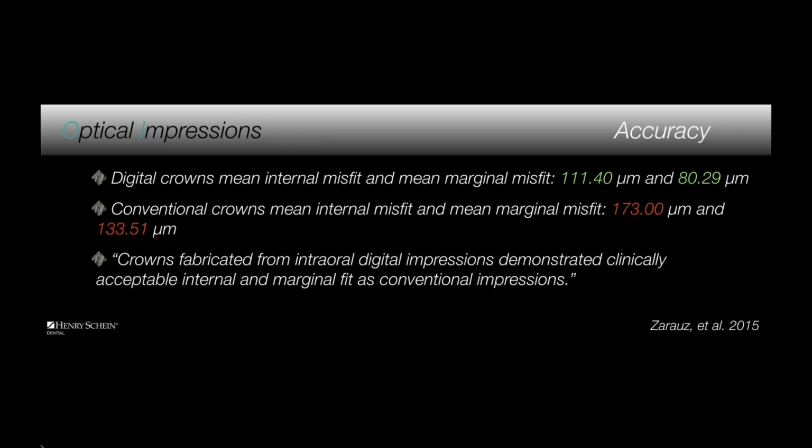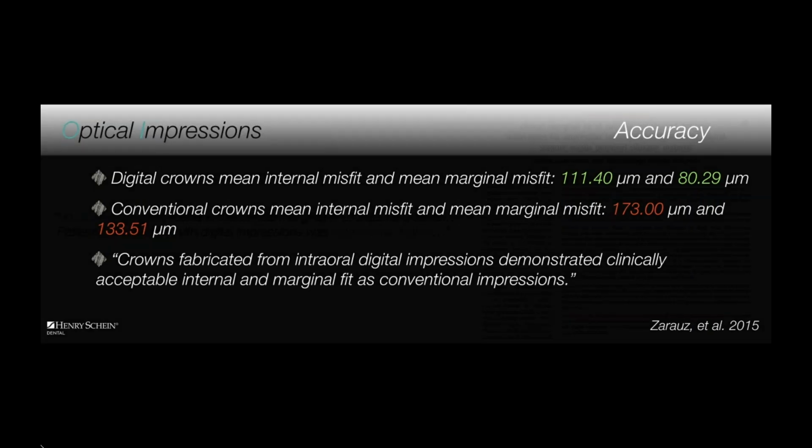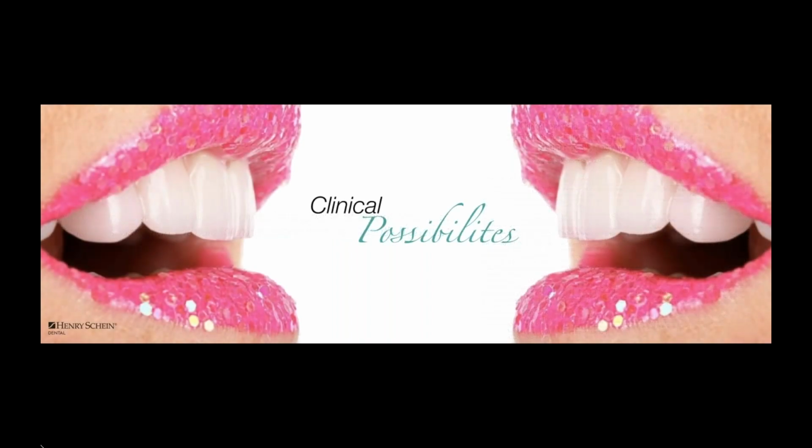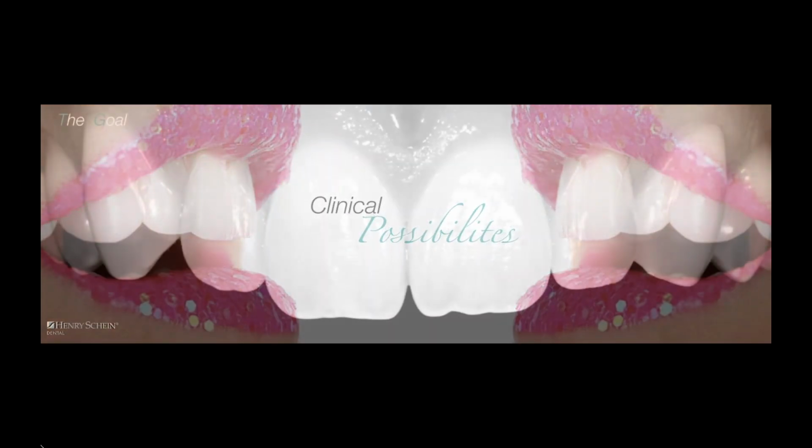Whereas with optical impressioning, it's a digital scan, there is no volumetric distortion. We know that it's accurate. And if we design and create restorations in the complete digital world based off of that digital optical impression, we know that those crowns are very accurate, okay? And there's no statistically significant difference in clinical fit between digitally made crowns and crowns made from a conventional material-based impression. So we know the accuracy is there, but what are the possibilities?